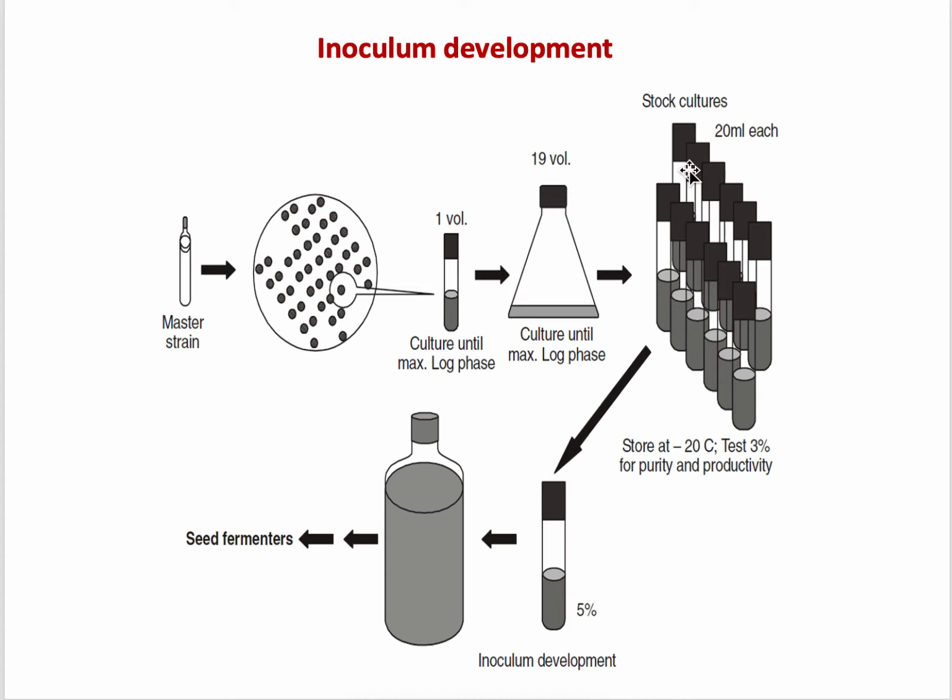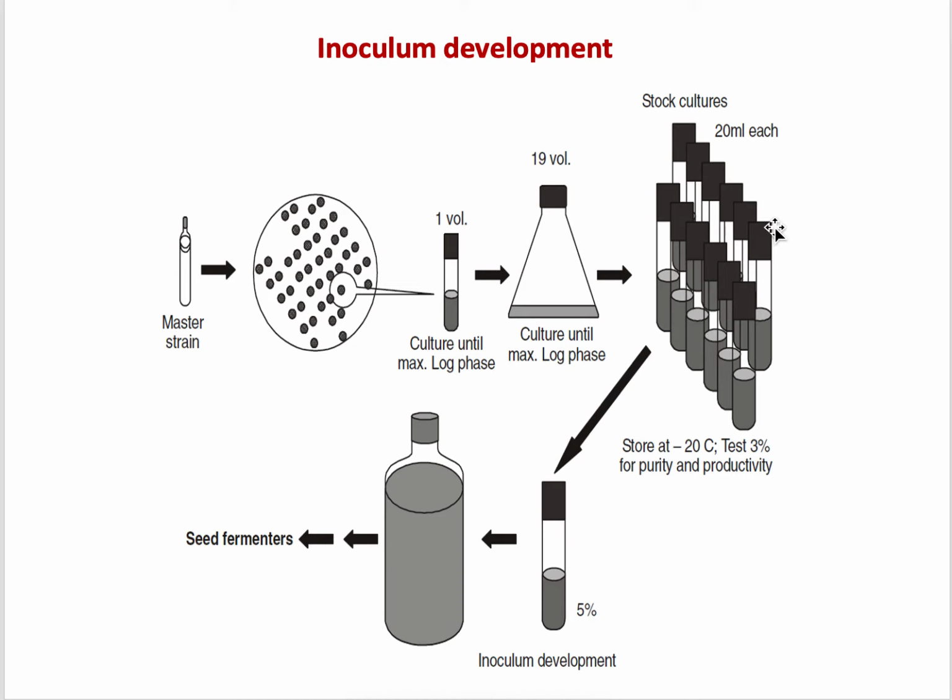Okay, so we have to do a quality check of this stock culture. Usually 3% of the samples we should check for purity and productivity. Suppose you prepare 100 stock cultures, so 3% means 3. From these 100 stock cultures, you have to take 3 test tubes randomly and check whether they are pure, and also check their productivity, whether they retain their original productivity.